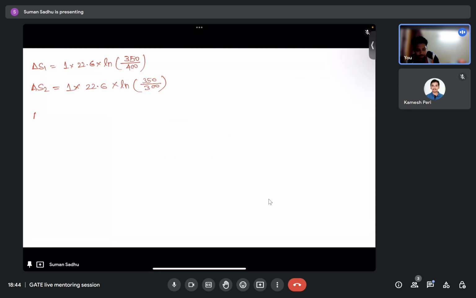Now your total entropy change will be how much? Delta S1 plus delta S2. That will be equal to 22.6 into ln of 350 by 400 plus ln of 350 by 300. So how much is it coming? Can you calculate and let me know?